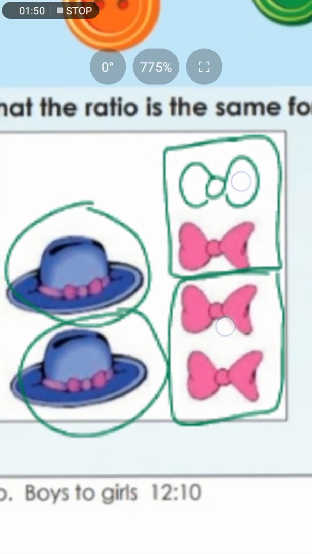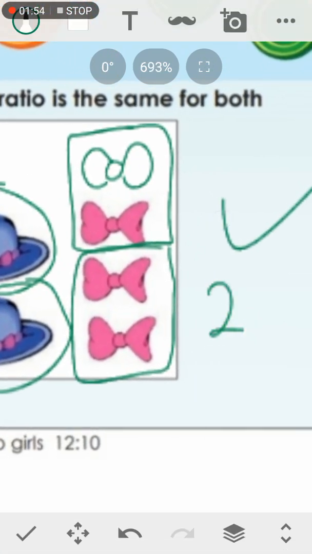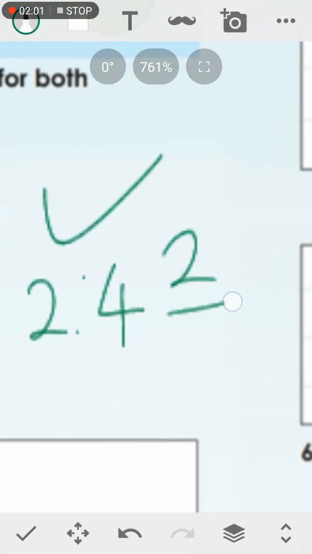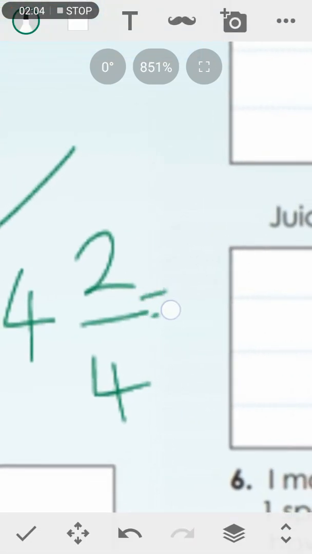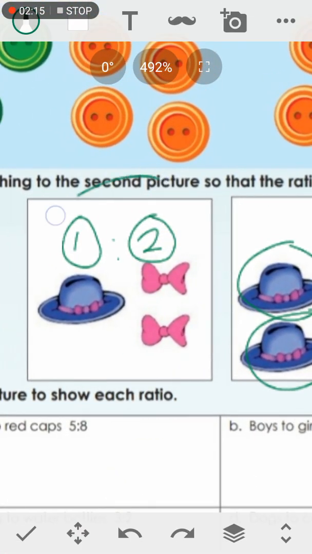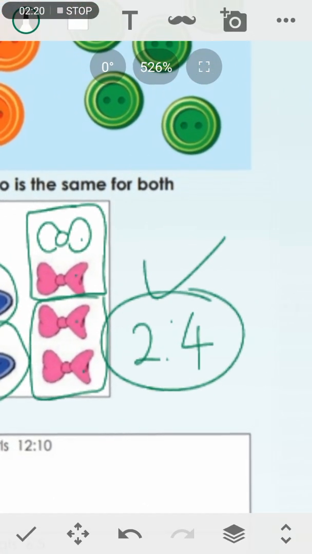We can also write this as, let's count the hats. We can write it as 2, 1, 2, 3, 4 is to 4. We can also write this as a fraction, which is 2/4, which if you know from the fractions that we did in term 1, can also be written as half. See? So this is the ratio in the simplest form. This is it in this picture here. It can also be written as 1:2.